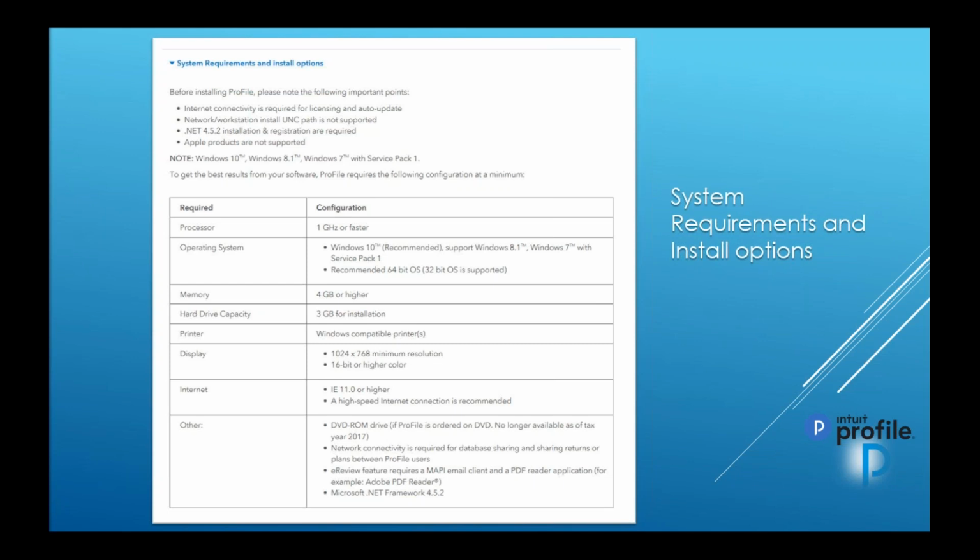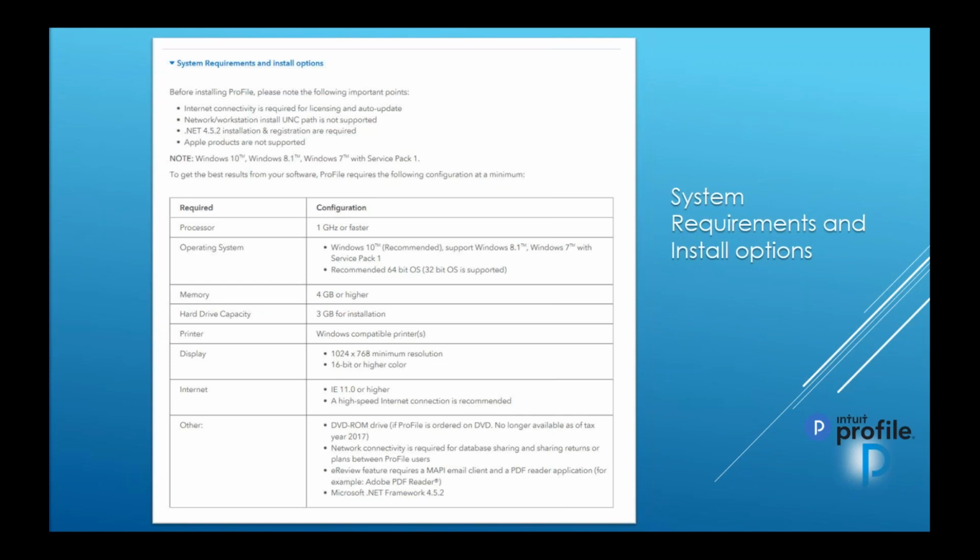Memory is very important. Anything 4 gigabytes or higher is really good to have for RAM. Hard drive capacity, of course, for the installation you need at least 3 gigabytes. With your printer, it has to be Windows compatible. And your display, the minimum is 1024 by 768, 16-bit or higher color. And with your internet browser, you need at least IE11 or higher, and a high-speed internet connection is recommended, especially when you're doing updates or when you're downloading software.